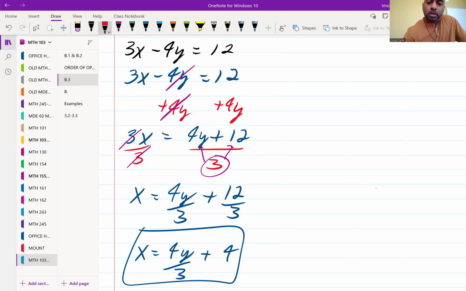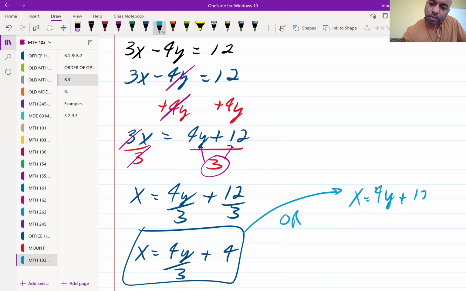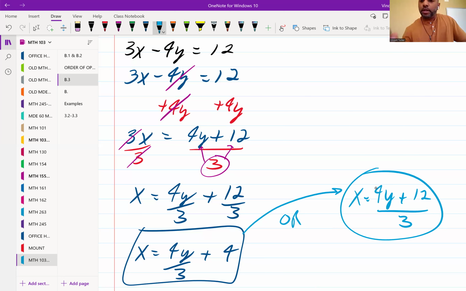Another way this could have been written, WebAssign lets you know what they want from you, you could have had 4y plus 12 over 3. That's another way it could be written. And like I said, WebAssign will let you know. Yes, so you would have subtracted 3x from both sides.